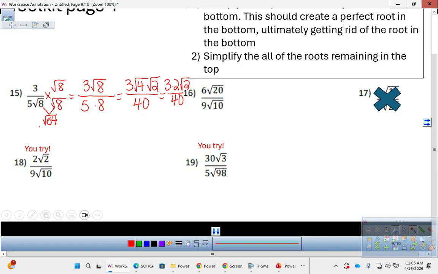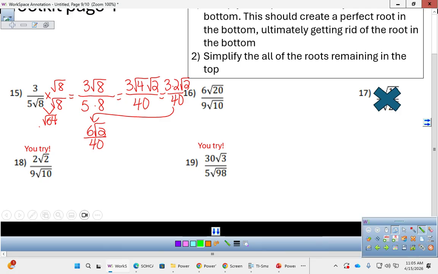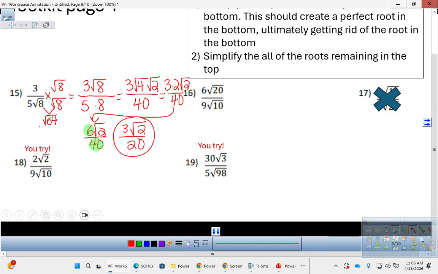So then I have, I'll just bring this down here. Then I have 6 root 2 over 40. Now everything's rationalized. I simplified my roots as much as possible. The only thing left to do would be to see if these like terms reduce. And since they're both divisible by 2, that would be the final answer there.